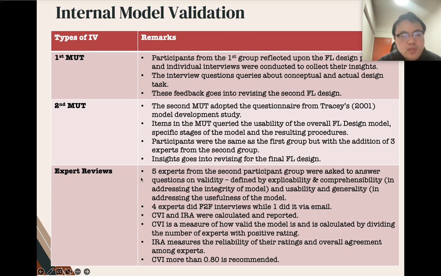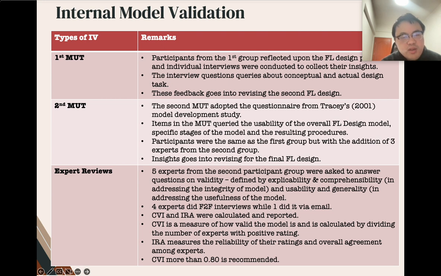Okay. For the expert reviews, the expert review is done at the final design stage. So there are 5 experts from the second participants group that were asked to answer questions on validity, which were defined by explicability and comprehensibility, and usability and generality. So 4 experts did face-to-face interview, while 1 expert did questioning through email.